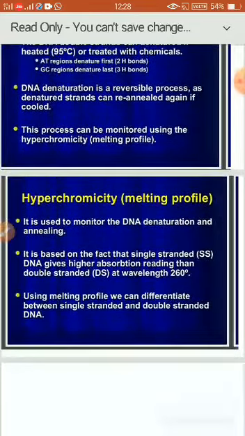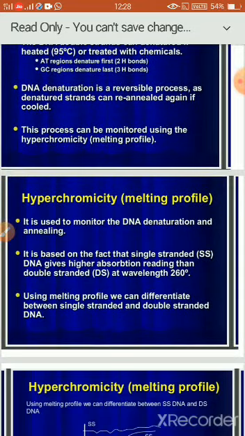So what is hyperchromicity? It is used to monitor DNA denaturation and annealing. It is based on the fact that single-stranded DNA gives a higher absorption reading than double-stranded DNA at a wavelength of 260 nanometer always. Using the melting profile, we can differentiate between single-stranded and double-stranded DNA.